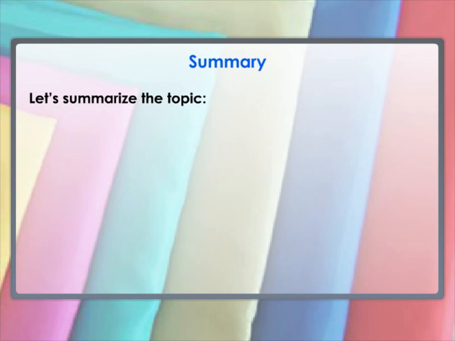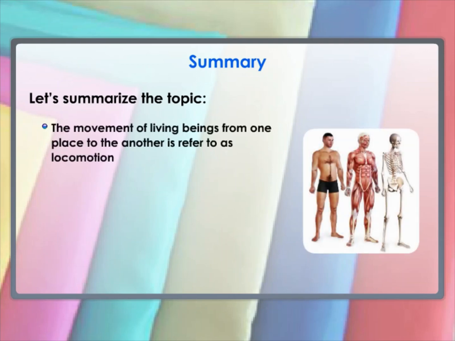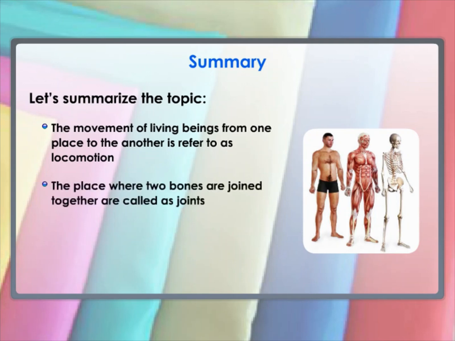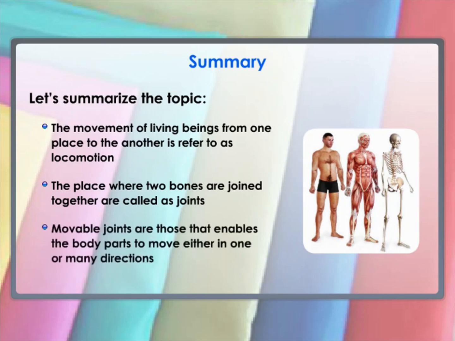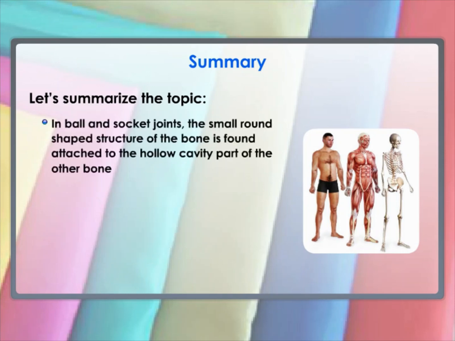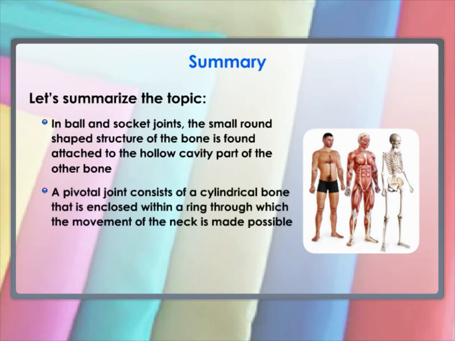Summary. Let's summarize the topic. The movement of living beings from one place to another is referred as locomotion. The place where 2 bones are joined together are called as joints. Movable joints are those that enables the body parts to move either in one or many directions. In ball and socket joints, the small, round-shaped structure of the bone is found attached to the hollow cavity part of the other bone. A pivotal joint consists of a cylindrical bone that is enclosed within a ring through which the movement of the neck is made possible.